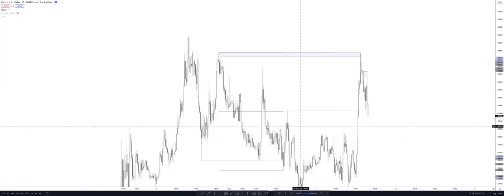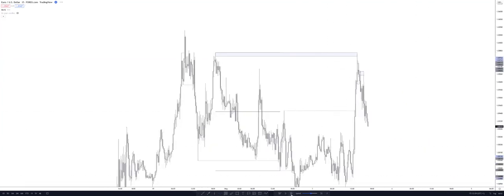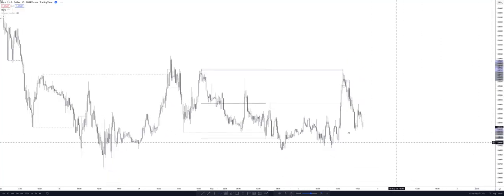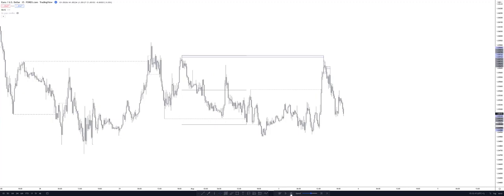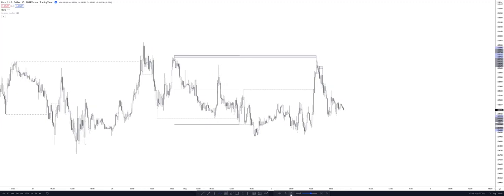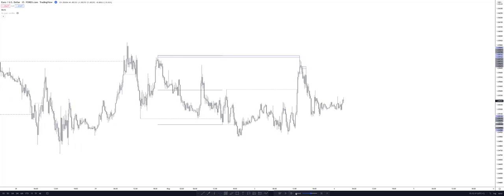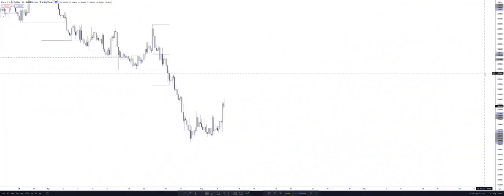So ultimately, what happened was price did come down all the way to this level, before eventually continuing to the upside. But that's one example of these continuations. Now we'll go to another recent example. Right, so another example of continuation entries.